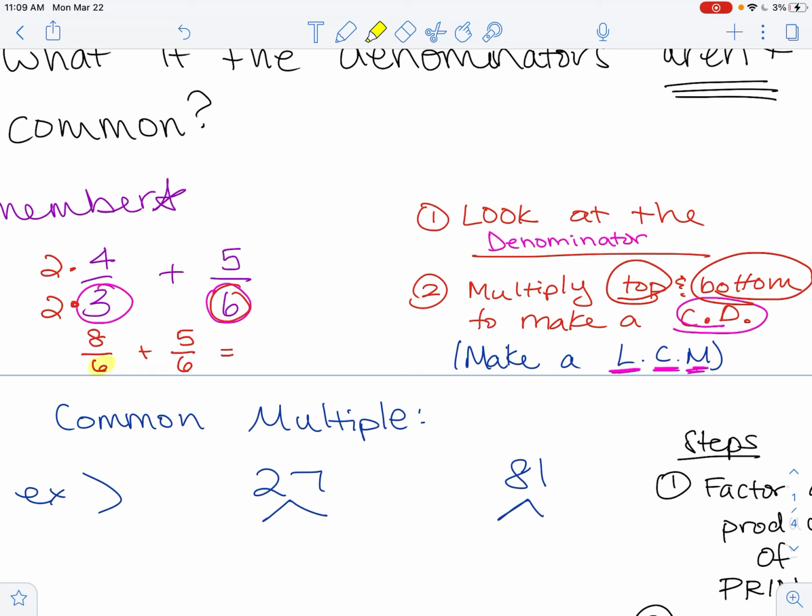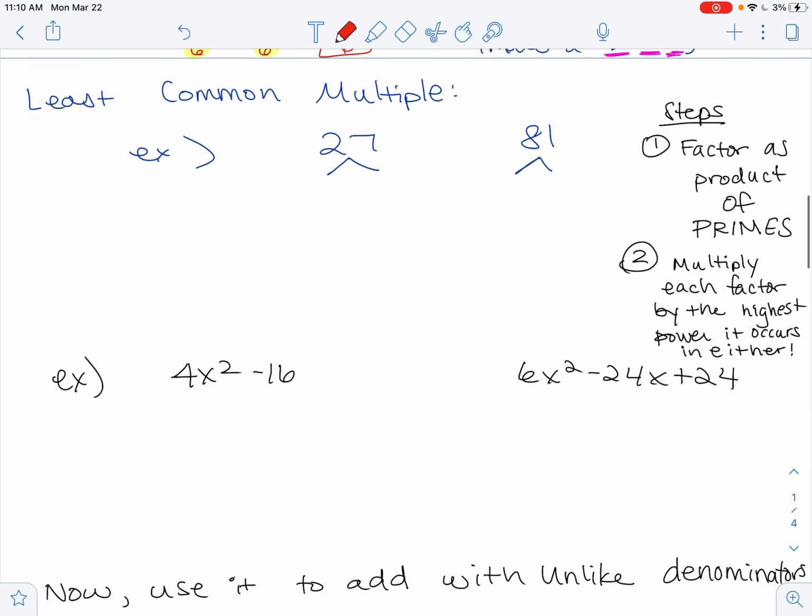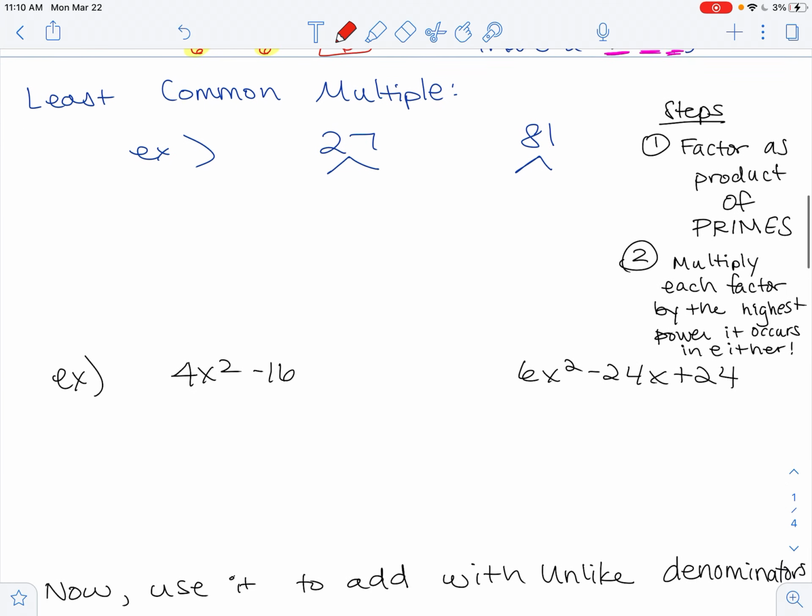Now the denominators are the same, and now we just add across the top. 8 plus 5 is 13. And now that we're in Algebra 2, we just leave them as improper fractions. So this idea of a least common multiple, sometimes it gets more complicated and we can't quite do that in our brains. So how would we find a least common multiple?